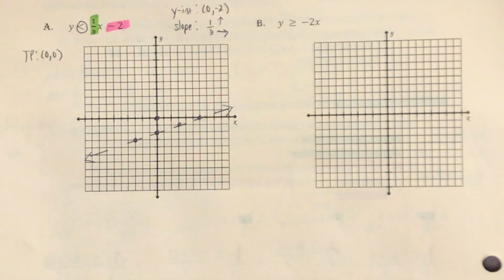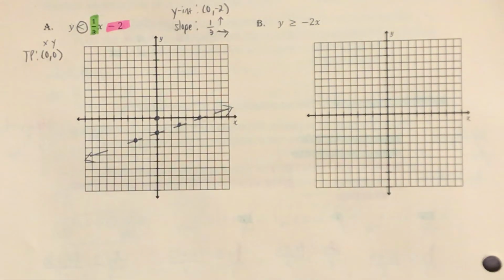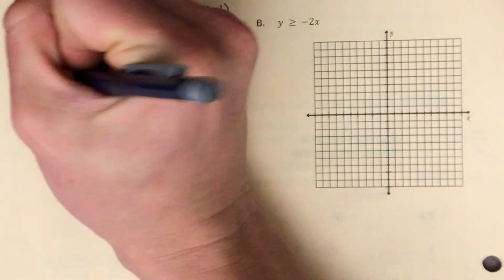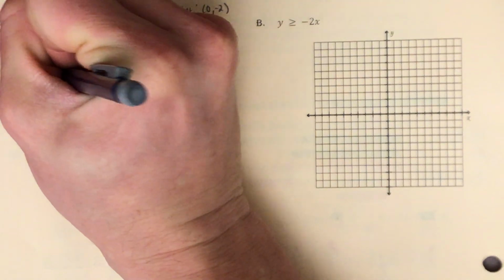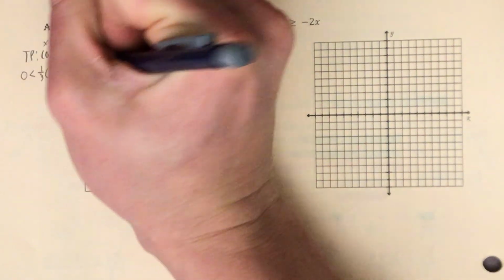And what I'm going to do is plug that back into my original inequality, because remember, these are x and y values. So in for y is going to go 0, which is less than 1/3 times in for x is going to go 0, and then -2.